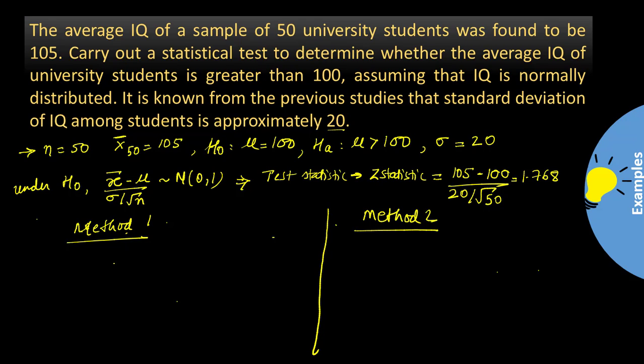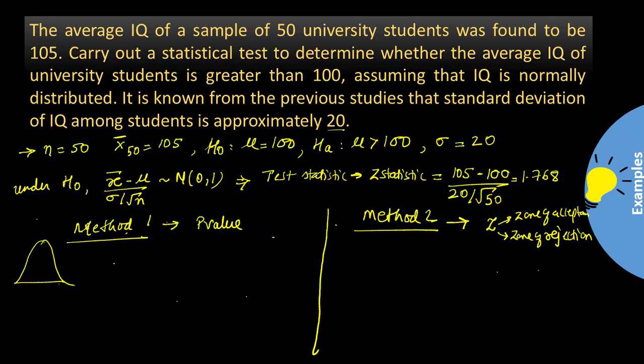Okay, so what is method 1? This is the p value, and in method 2, we have to see whether our test statistic falls within the zone of acceptance or zone of rejection. To calculate the p value, let me draw the test statistic in the standard normal distribution. This is Z, which comes out to be 1.77. I am just rounding off.